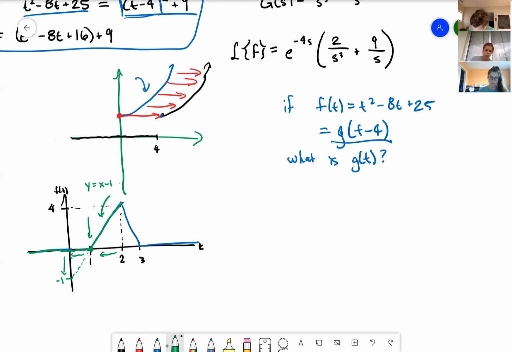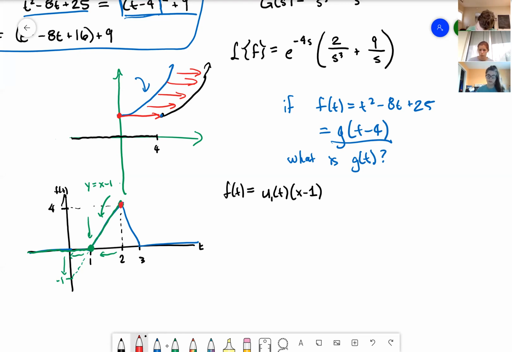So for that segment, from 1 to 2, let's not write it out. It's 0 for a while. f of t is 0 for a while, and then all of a sudden, at 1, this function turns on. It's x minus 1. And it goes until 2.